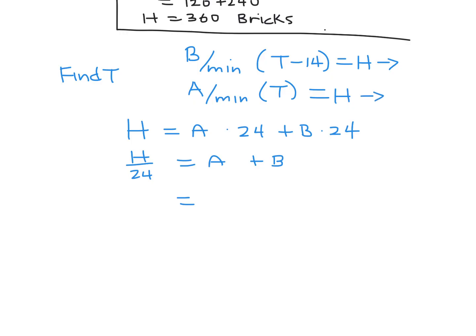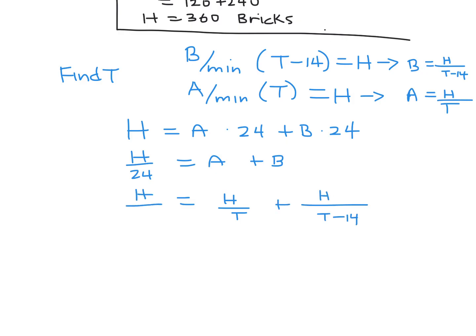So from this one, A would be H over T, and from this one, B would be H over T minus 14. And then I can sub those into here. So this would be H over T, and this would be H over T minus 14. Okay, that's very good. That's what I had hoped. The H's are going to cancel, and that just leaves T as a variable.